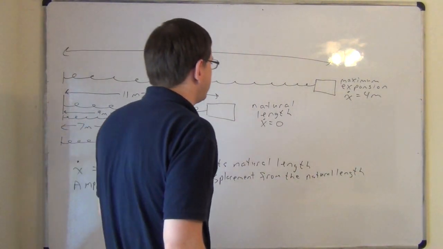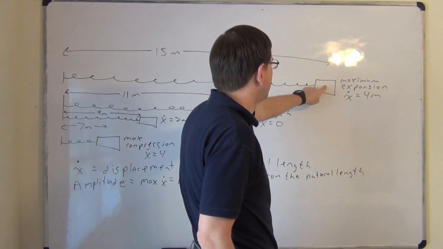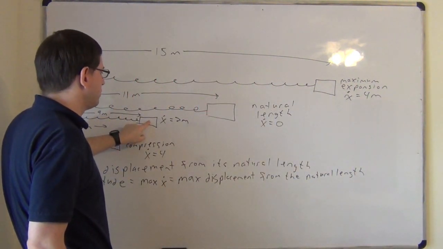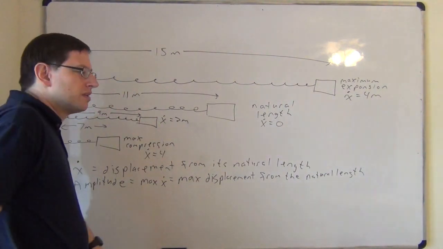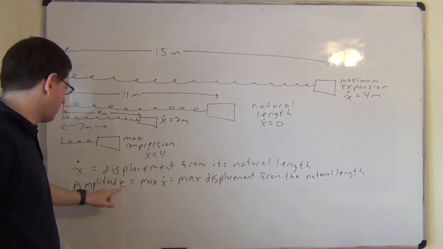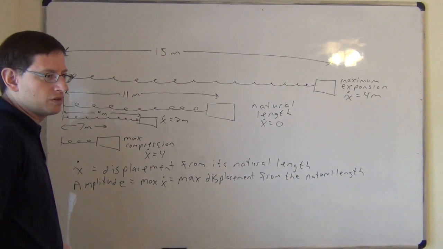So just to make sure that's clear, what would x be at this point? 4. And what's the amplitude? 4. What would x be at this point? 2. And what's the amplitude? 4. Still 4. Okay. The amplitude doesn't change just because the spring is moving. Just because you're not at the maximum displacement doesn't mean we can't talk about what the x would be if you were at the maximum displacement. All right, so there's a subtle difference between these two concepts.